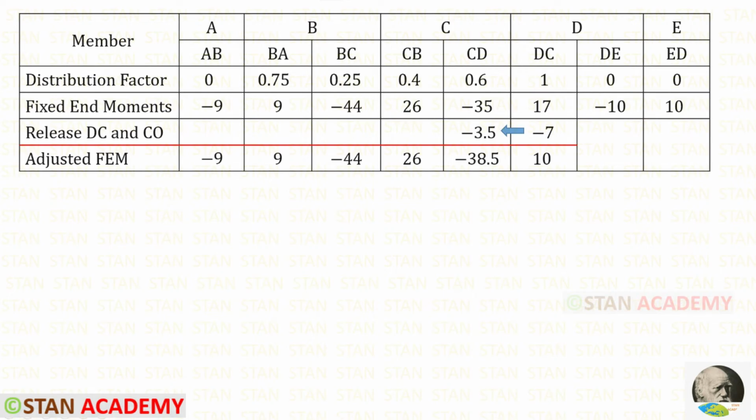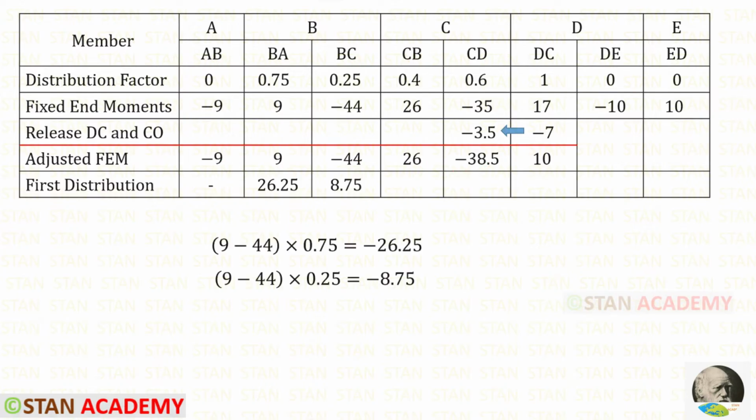Now let us find the adjusted fixed end moments. For AB, BA, BC and CB, there is no change. In CD, we have to add these two. When we add, we will get minus 38.5. Now let us do the first distribution in the joint B. We have to add these two movements and then multiply with the distribution factors. When we do that, we are getting negative values. So we have to enter them as positive.